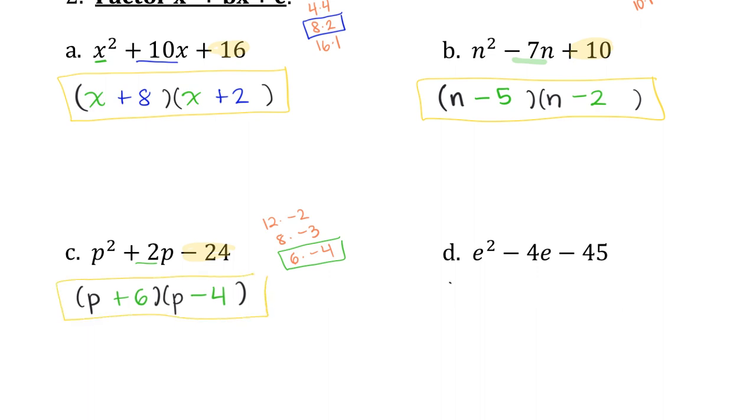Let's try one more like this. E squared, E times E. This is a -45, so it's got to be a positive and a negative. Because this is a minus, the bigger number is going to take the negative sign. So what do we times to get 45? 5 times 9, so -9 times 5. If I do -9 plus 5, oh, I do get -4. So E minus 9, E plus 5. -9 times 5 is -45, and -9 plus 5 is -4.